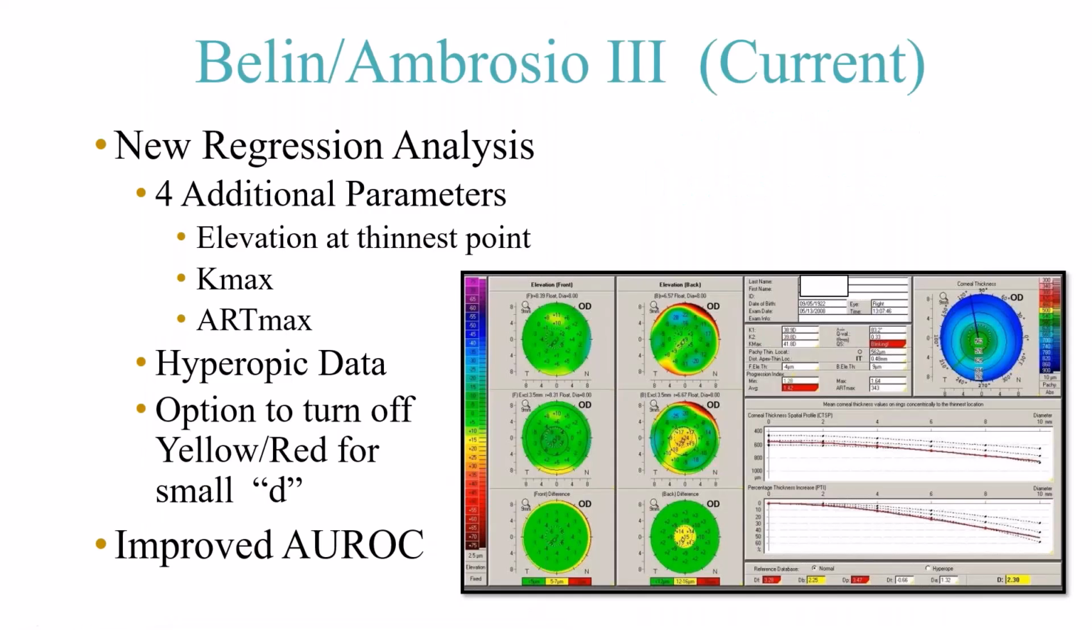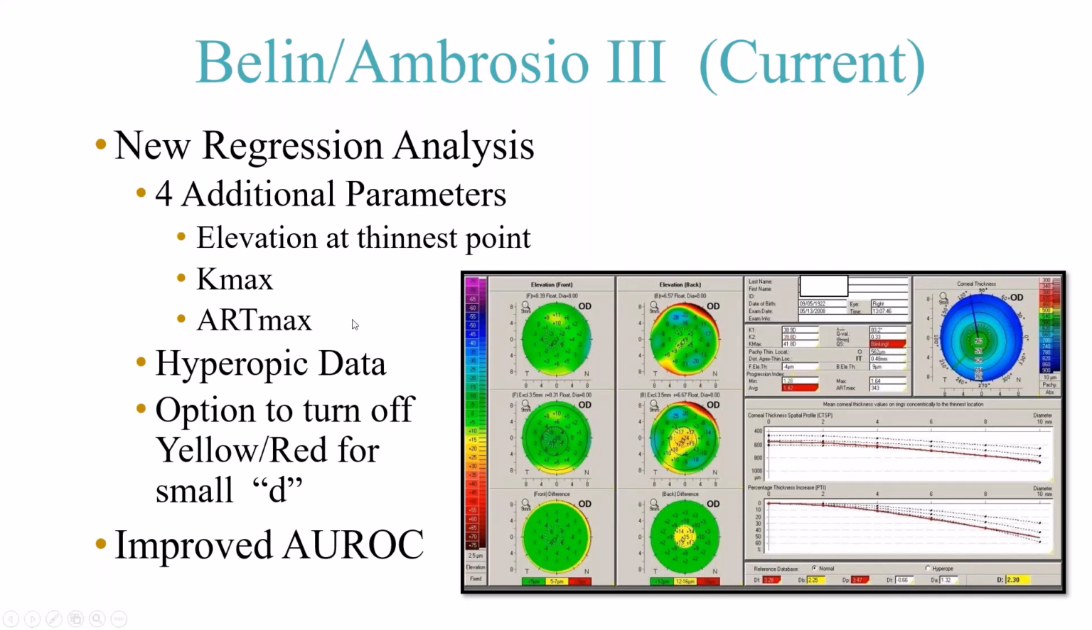This leads to the Belin Ambrosio 3, which is the one you are currently utilizing. It has a new regression analysis and 4 additional parameters in addition to the 5. It looks at elevation at the thinnest point at the front, shown over here, and elevation at the thinnest point on the back, shown here. It does show Kmax, but Kmax is a very weak parameter. Because people were so used to using it for cross-linking, we were asked to put it in. But it's almost like thinnest point displacement: it really is a very weak parameter. And then ART max, which is another pachymetric progression parameter.